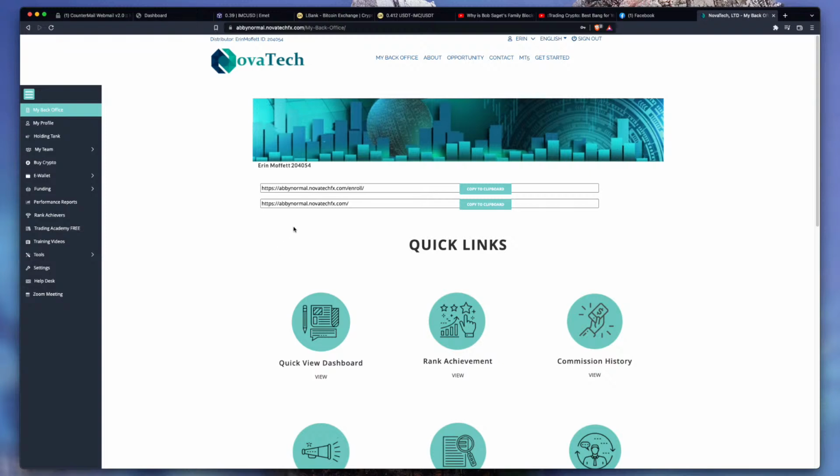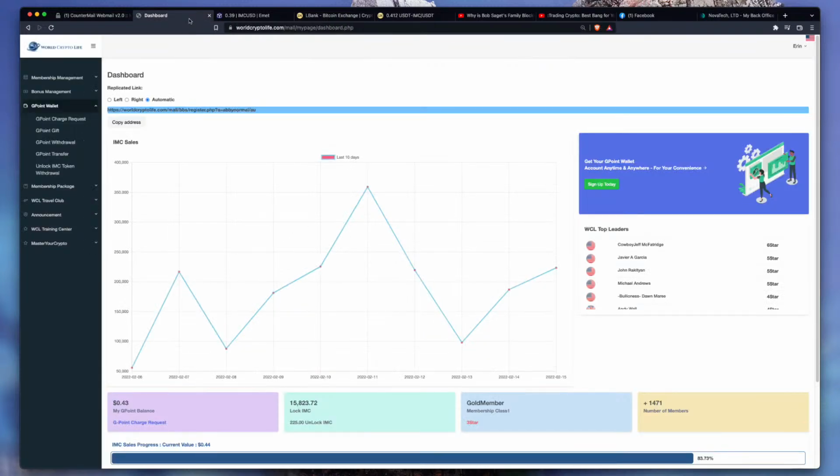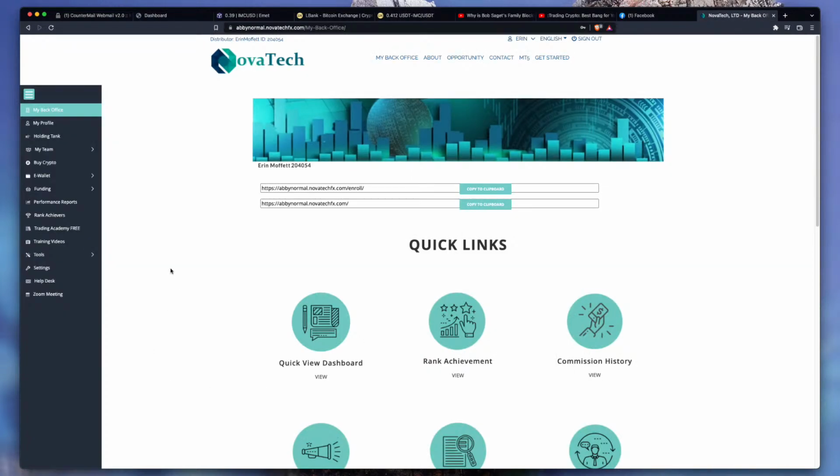I recommend, though, because there's a $25 website fee, which we don't have at World Crypto Life. There's no website fee. There's no monthly fee. There's no annual fee. But Novatech does charge a $25 website fee. You probably want to put in at least $300 because you want that percentage to outdo the amount. You don't want the $25 a month to be what you're just making in a percentage every week.